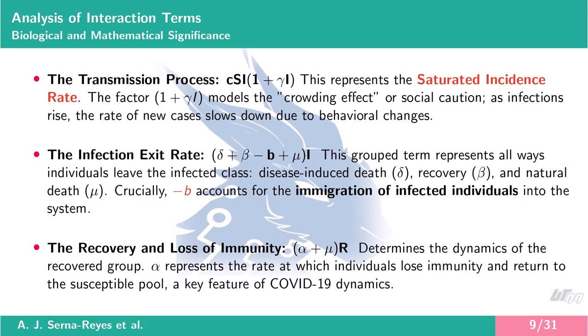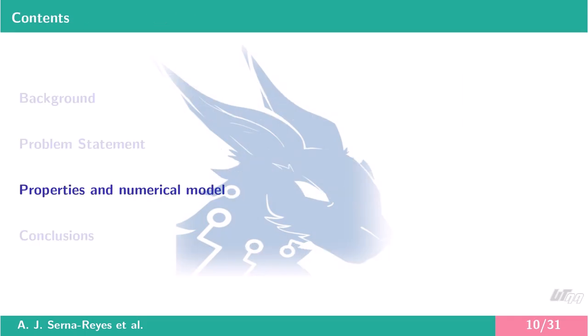The second term groups all the ways individuals leave the infected compartment: disease-induced death at rate delta, recovery at rate beta, natural death at rate mu, and the immigration of infected individuals into the system at rate v. Finally, the recovered compartment includes loss of immunity at rate alpha, which allows individuals to return to the susceptible class.